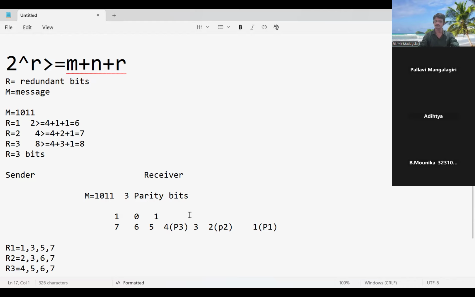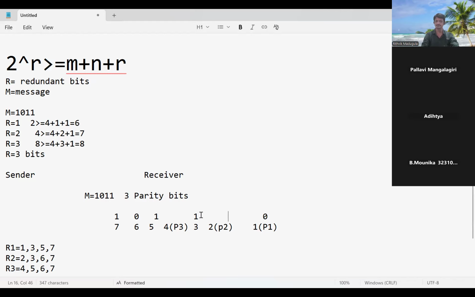So this is 1. Parity bit 3 is 1. So now I need to fill up all these parity bits. So P1, what are the bits I have? I am having 1, 3, 5, and 7. So 3 and 5, I have 1 more bit. So if I want to go ahead with the even parity, this should be replaced with the bit 0.